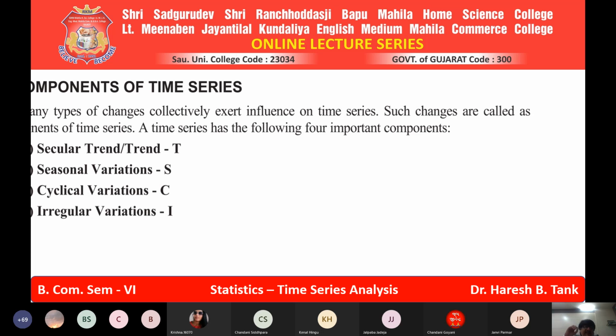Seasonal variation. As the name suggests, seasonal variation means variation which is according to season. Generally, these seasons are within a year. There are 4 different seasons according to our tendencies. So naturally, seasonal variation is within a year. If it is within a year, naturally it falls under the short-term component of time series.